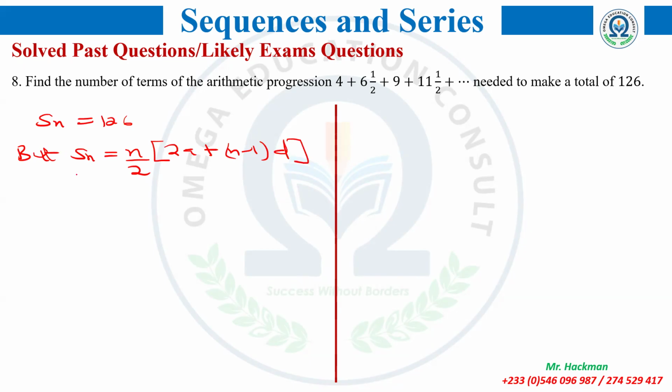Yes, please. Okay, so this implies that 126 will be equal to N over 2 into, I know my A, so that will be 2 into 4. You write that A is equal to 4 and D is equal to the given value, then you substitute, and you get only N in your equation, then you solve for your N.